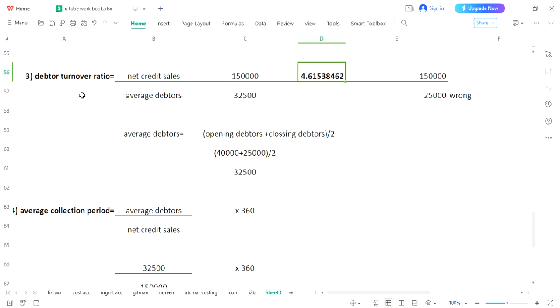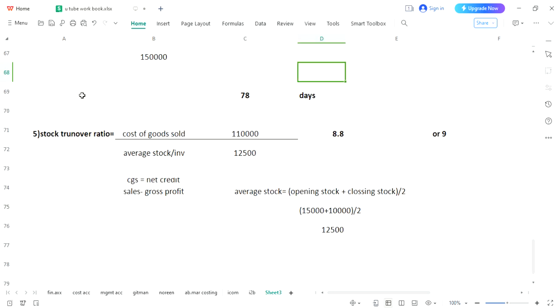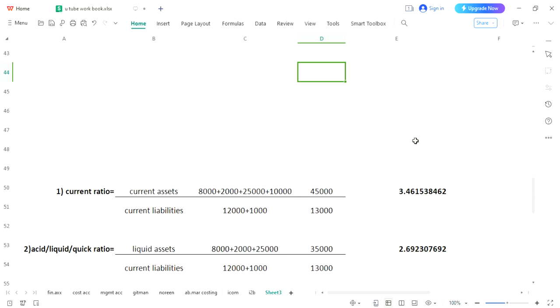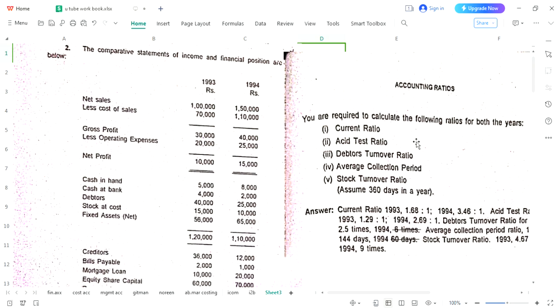So the accurate answer is 4.6. In a similar way, you have seen that in the stock turnover ratio there was an average, and we calculated the average, and with the calculation of average we got the correct answer. So it is my humble request to follow the instructions I have given. In this way all 10 answers have been calculated, and except for 2, all are purely matched.